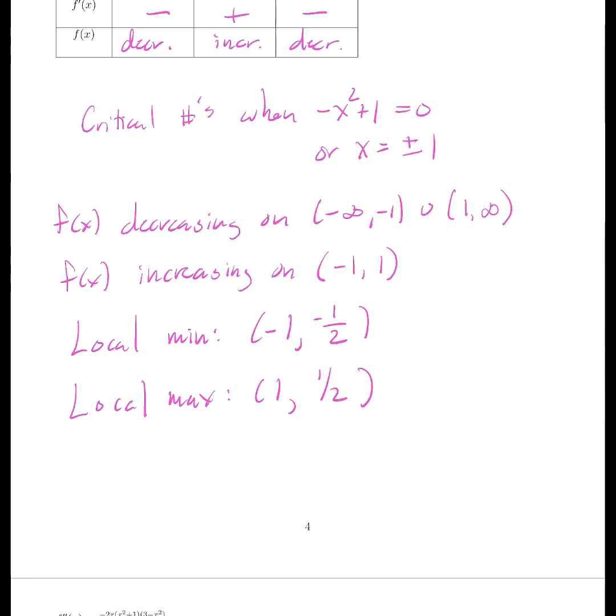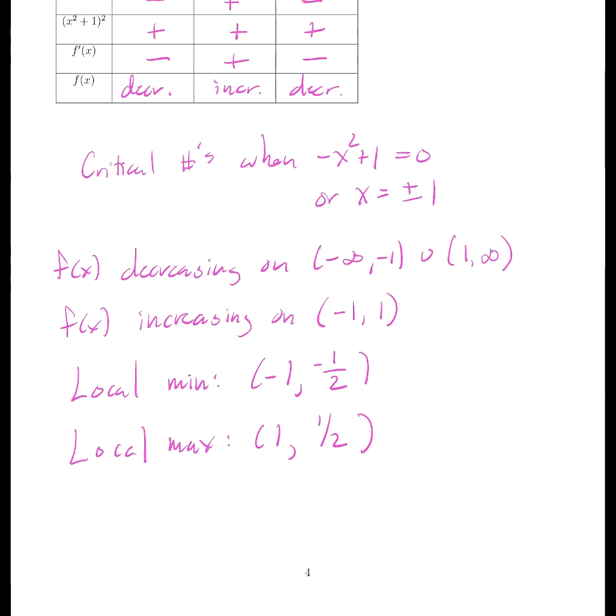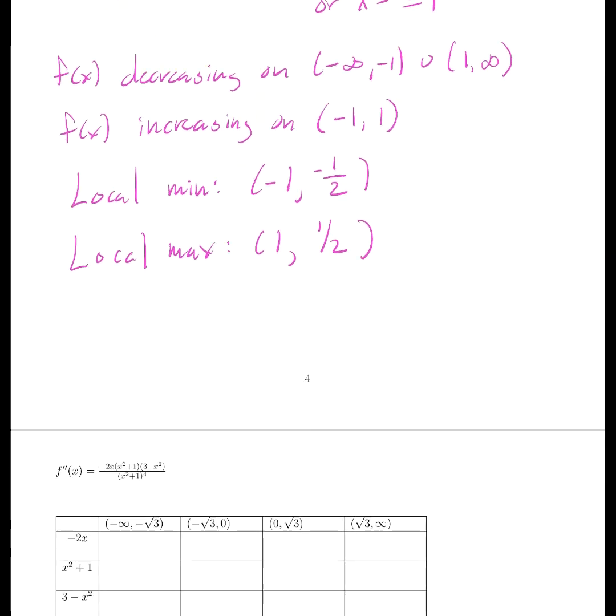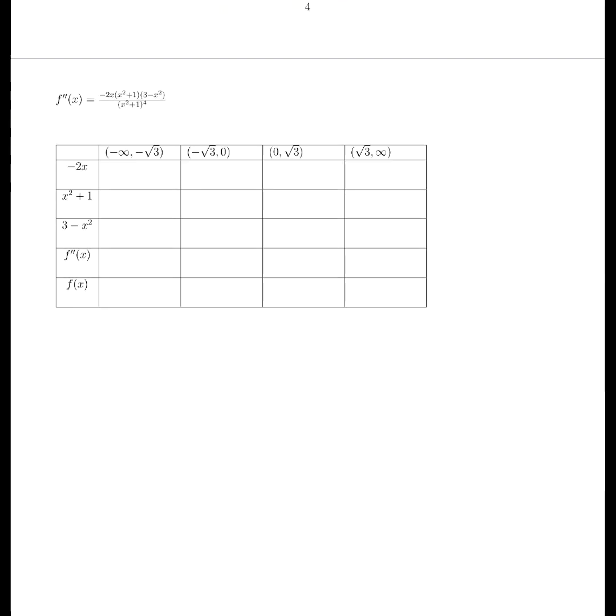So that's all we can learn from the first derivative of this function. We get intervals of increasing, decreasing, local min, local max. Here's the second derivative of this function. Again, I used the quotient rule, I simplified appropriately, and here's what we get. And so we need to know now what are the critical numbers of f double prime.